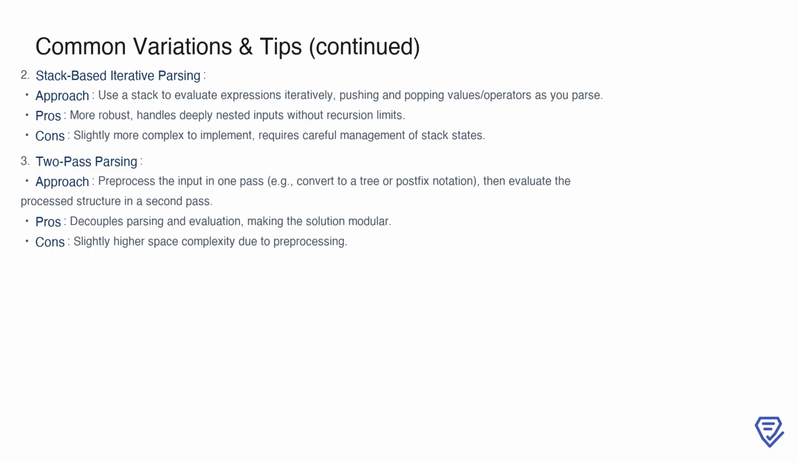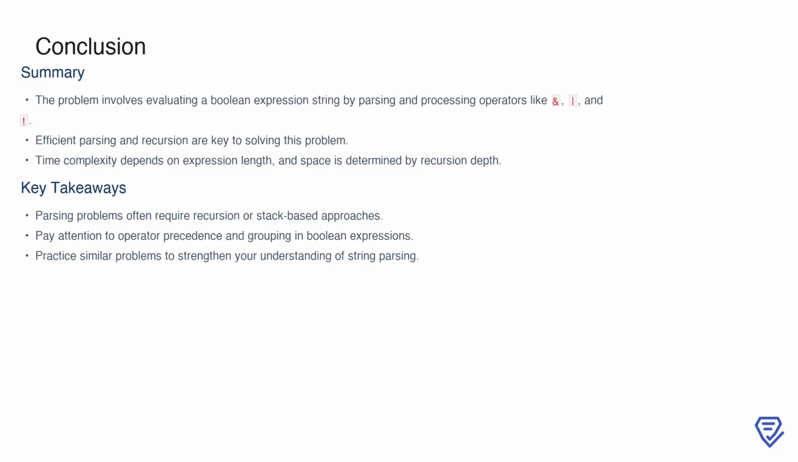Another alternative is a two-pass parsing approach. In the first pass, you pre-process the input, for example, by converting it into a tree or postfix notation. In the second pass, you evaluate the processed structure. The primary advantage of this approach is that it decouples parsing from evaluation, making your solution more modular. However, it may require extra space due to pre-processing, which is a trade-off to consider. Each of these approaches has its strengths and weaknesses, and the choice depends on the specific constraints and requirements of the problem.